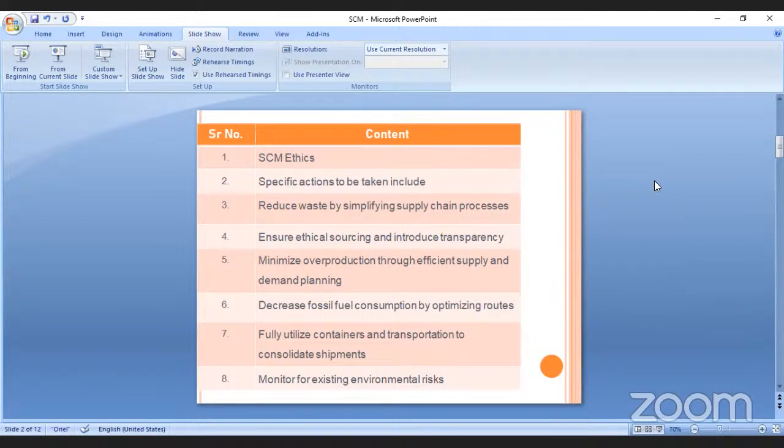Third, reduce waste by simplifying supply chain processing. Fourth, ensure ethical sourcing and introduce transparency. Fifth, minimize overproduction through efficient supply and demand planning. Sixth, decrease fossil fuel consumption by optimizing routes. Seventh, fully utilize containers and transportation to consolidate shipment. Eighth, monitor for existing environmental risks.